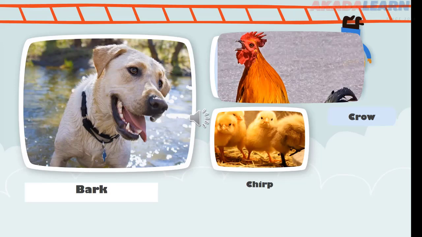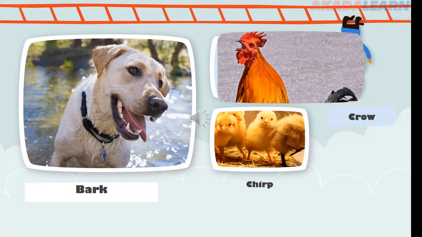Alright, here we have the picture of a dog. The dog barks. Bark, bark, bark. Then we have the picture of a cockerel, or as known in some other countries like America, a rooster. And a rooster crows. Next we have baby chicks. Okay, we have a picture of it, chicks, and chicks chirp.